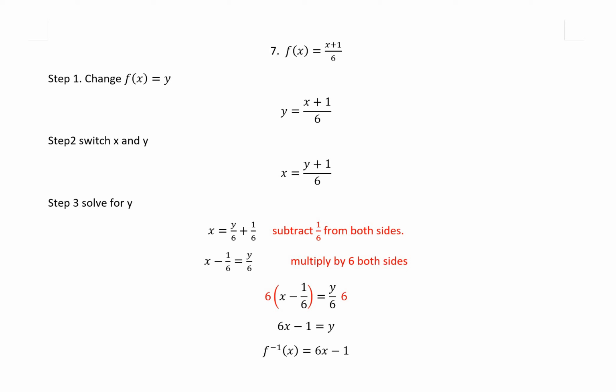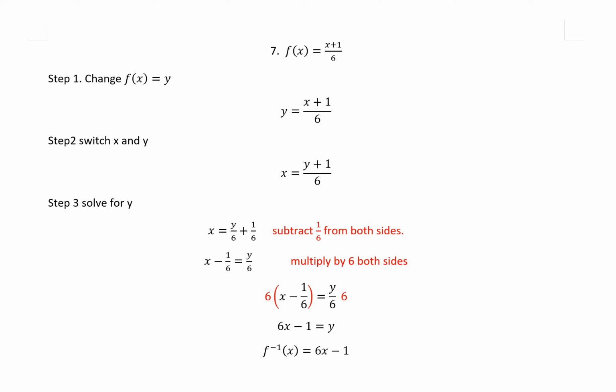Hi everyone. Today we learn about inverse functions. In order to be a function, first of all, you can do the vertical line test, and it tells you whether the given graph is a function or not. After that, it's verified as a function. You can find the inverse function by the horizontal line test, or we can find the inverse function algebraically.